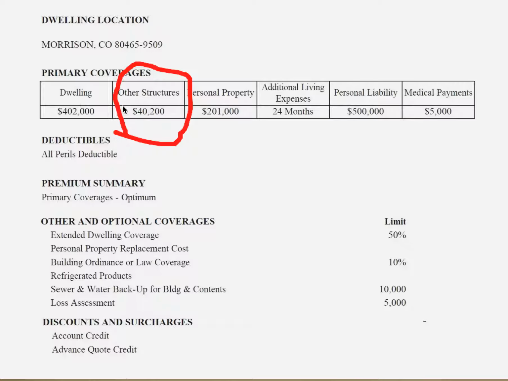Other structures could include any outhouses, any barns, any sheds. Probably the biggest one we see in Colorado is detached garages. See a lot of those, so that would definitely be included in other structures. Usually this is going to be 10% of your dwelling amount, and that's how we come up with that calculation.